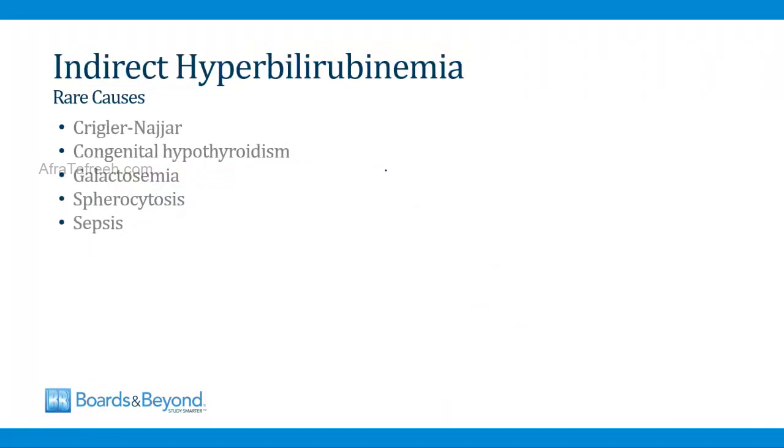So most babies develop physiologic indirect hyperbilirubinemia. A small subset will develop either breast milk or breastfeeding jaundice. Beyond that, hemolysis and all the things listed on this slide are very rare causes of indirect hyperbilirubinemia in a newborn. It's very unlikely you'll see them clinically.